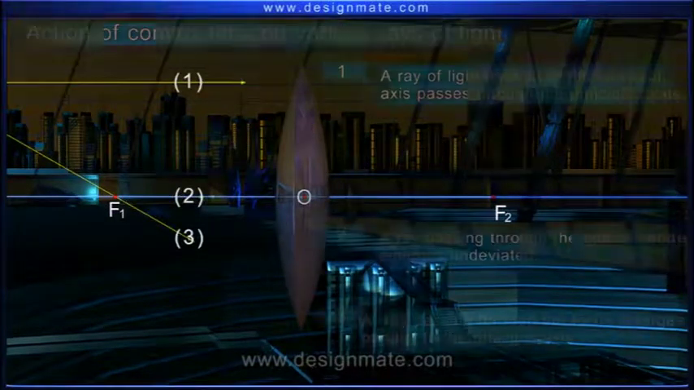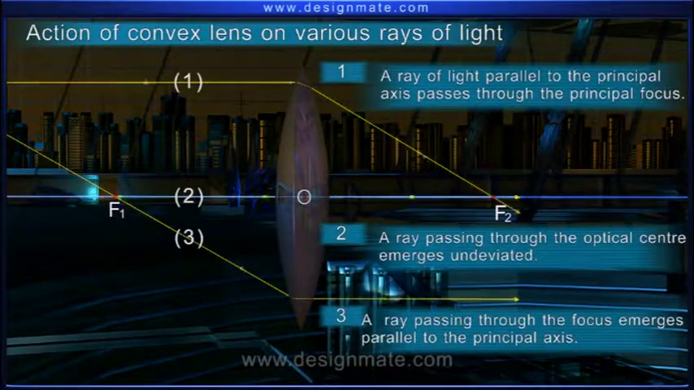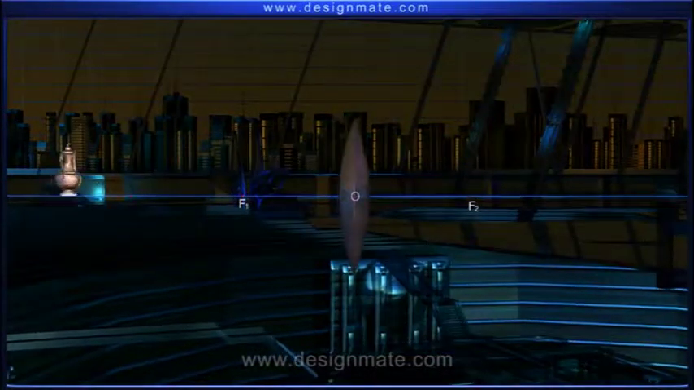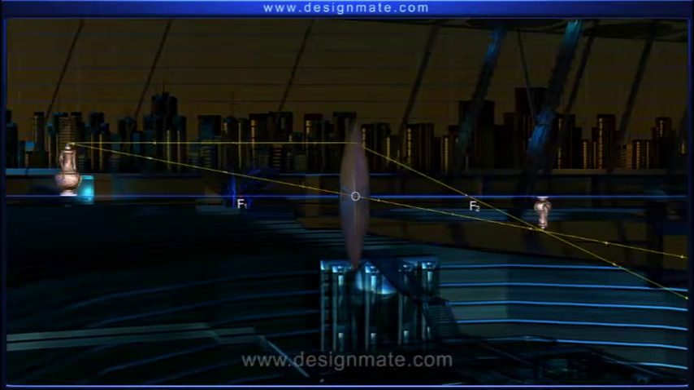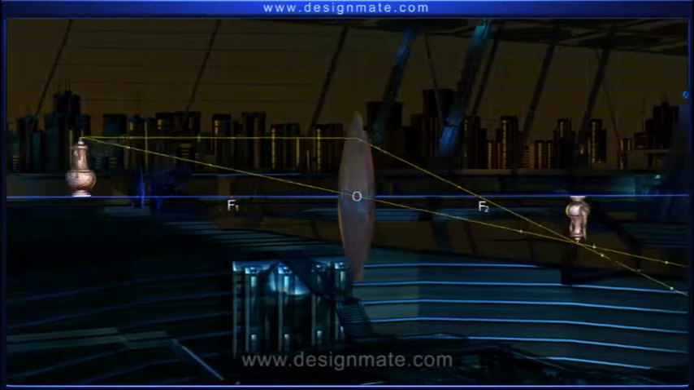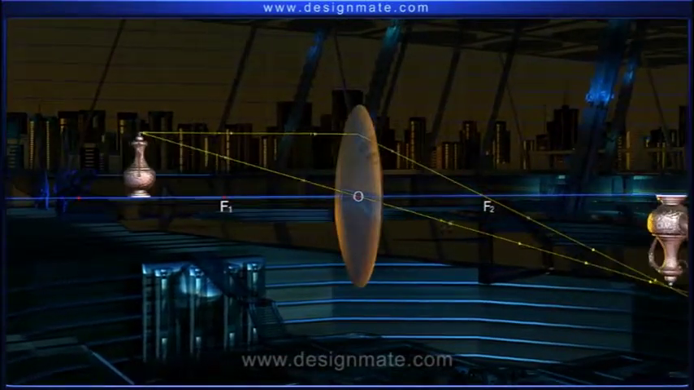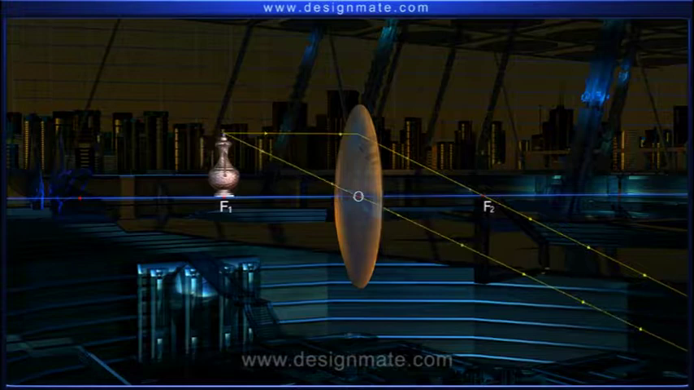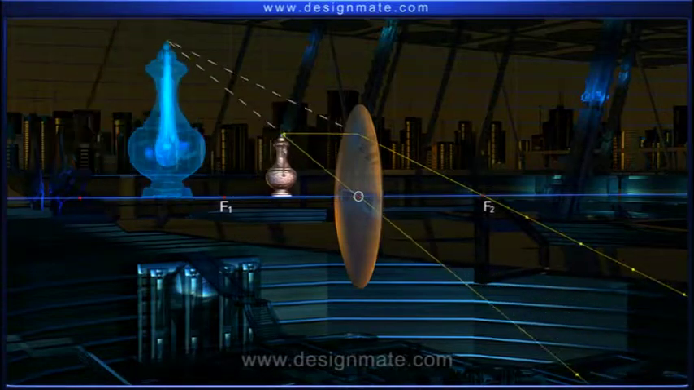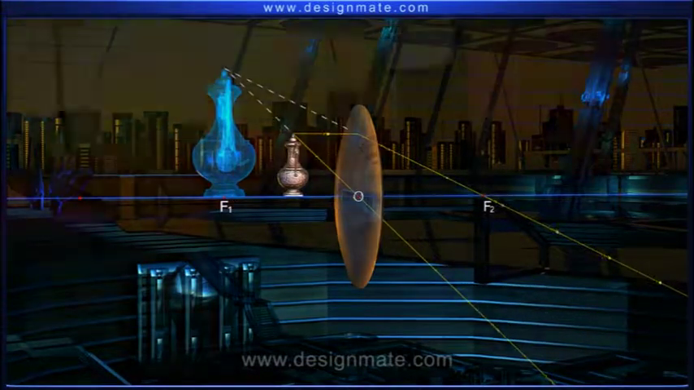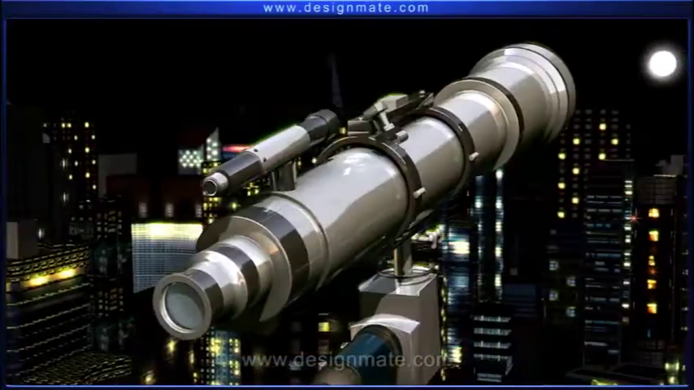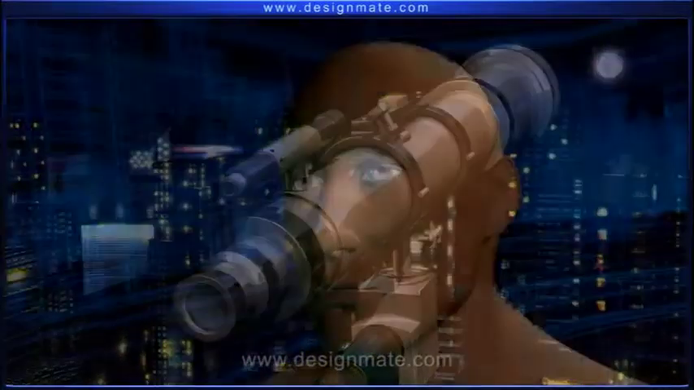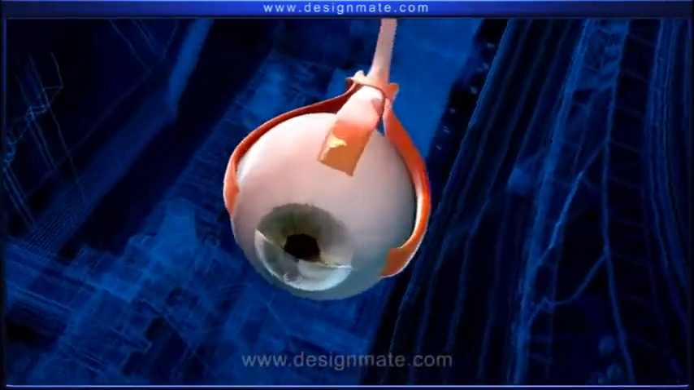Having understood the action of convex lenses on various rays of light, let us now see how they form images. For different positions of the object, a convex lens forms images of varying sizes and nature at different locations. These lenses are therefore used in instruments like cameras, telescopes, etc., to form images that we see with our eye, which itself has a lens.